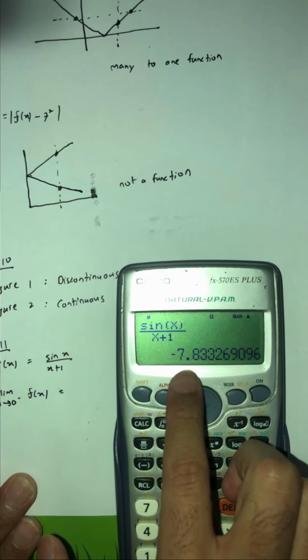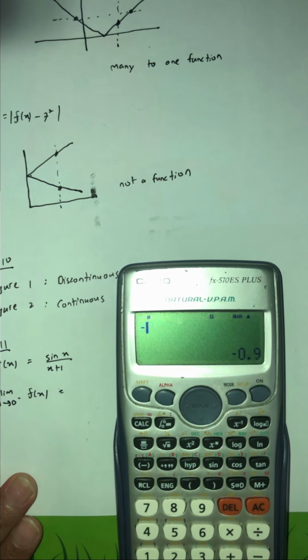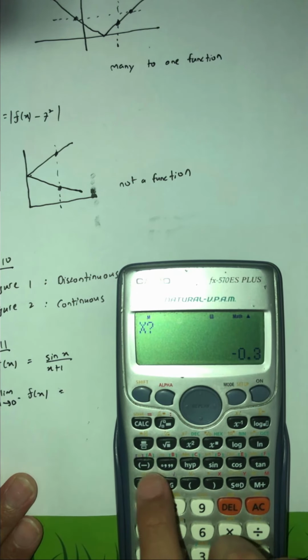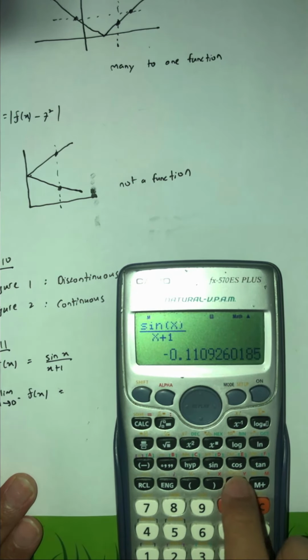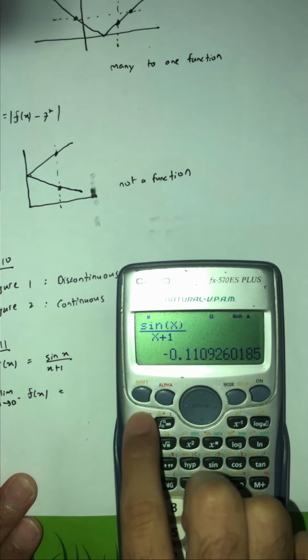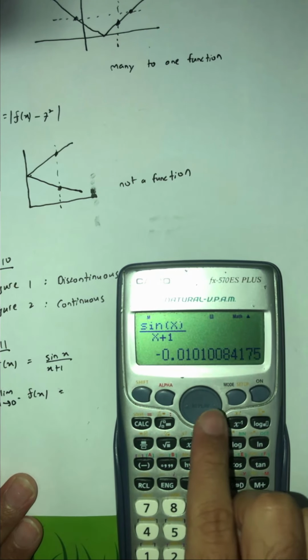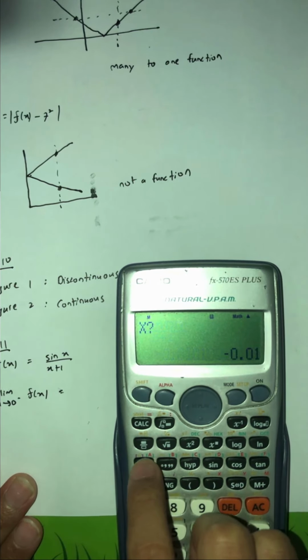I get -7.83. Then we'll try -0.7. -2.4 is smaller, right? Even smaller. Negative, we are reaching 0, right? So I'll try a smaller number that is reaching 0, -0.3. Okay, the value is getting smaller. Try -0.1. We have -0.11, even smaller. Now we go even smaller, -0.01. Right, you can see the pattern, right? Even smaller.